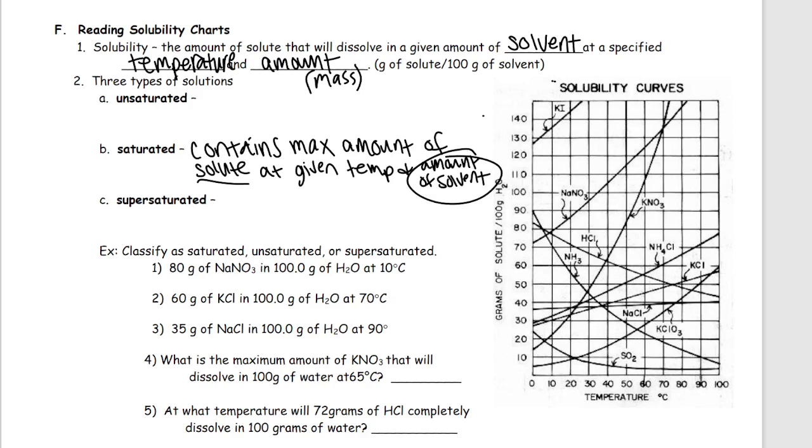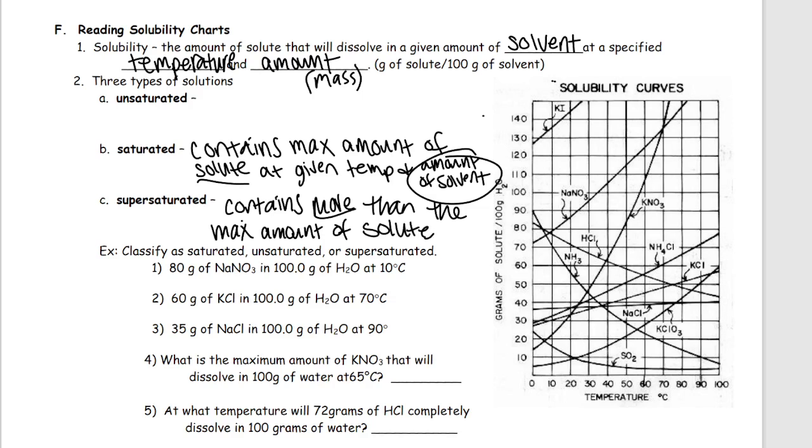So a supersaturated solution contains more than the maximum amount. No, honey is actually a supersaturated solution, but the reason why it's all still kind of dissolved is because it starts out with a much greater volume of solvent, and the solvent is just evaporated. So that is actually kind of what we're doing with our lab today. So a supersaturated solution contains more than the maximum amount of solute at a given temperature and amount of solvent.